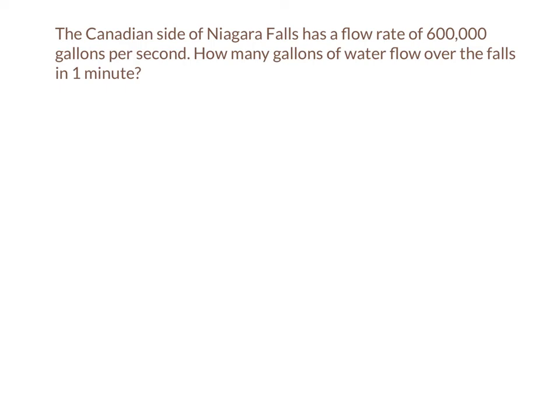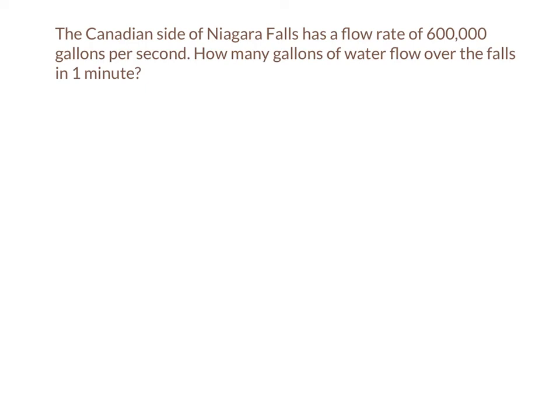When we see a word problem on the slide, we do not need to write down the problem, but we need to write down what the question's asking, we need to write down the important information, and we need to show how we know. So it says, the Canadian side of Niagara Falls, have you guys heard of Niagara Falls? It's like a giant waterfall. It's half in New York, half in Canada. The Canadian side of Niagara Falls has a flow rate of 600,000 gallons per second. That means every single second, 600,000 gallons of water is flowing down the waterfall. That's a lot, huh? How many gallons of water flow over the falls in 1 minute?